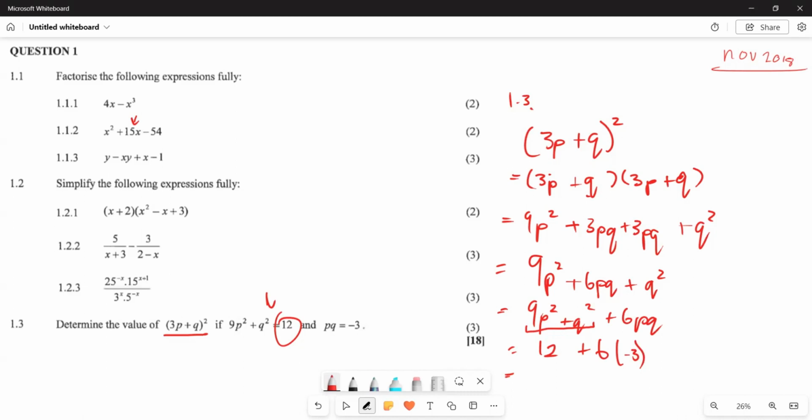And when you're doing that, the answer that you're going to get is 12 minus 18, because 6 multiplied by negative 3 is negative 18. Therefore, the final answer that you're going to get here is negative 6. Okay, so hopefully this makes sense to you, and you now understand what was required of us in here, right? So this is as far as this particular question is concerned.